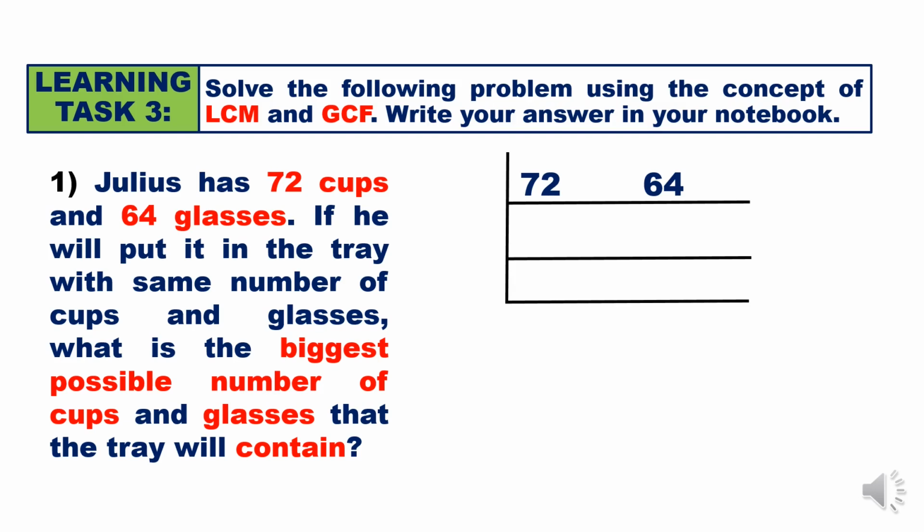Ang 72 at 64 ay divisible by 2. 72 divided by 2 equals 36. 64 divided by 2 equals 32. 36 and 32 are also divisible by 2. So 36 divided by 2, 18. 32 divided by 2 equals 16. 18 and 16 are also divisible by 2. 18 divided by 2 equals 9. 16 divided by 2 equals 8.